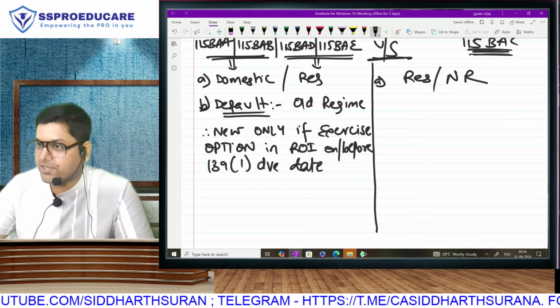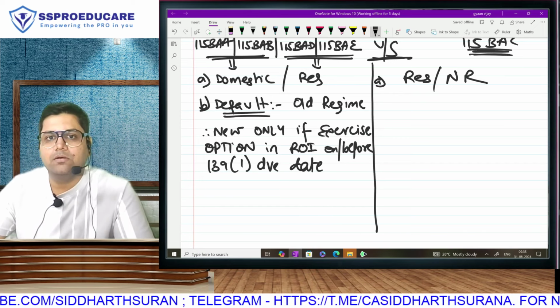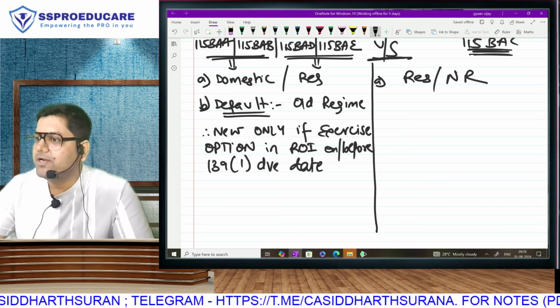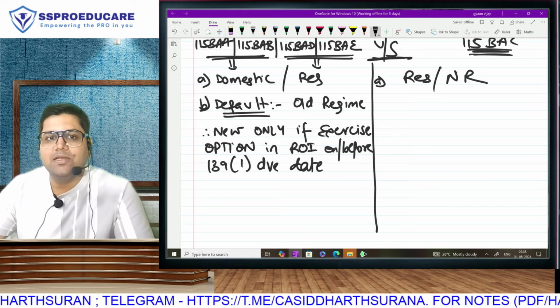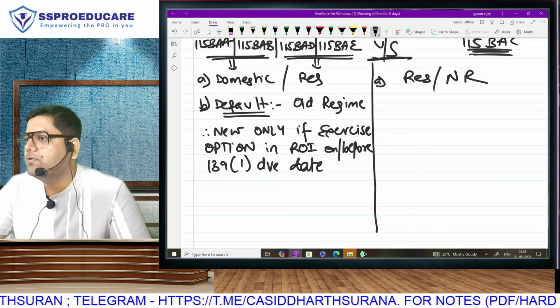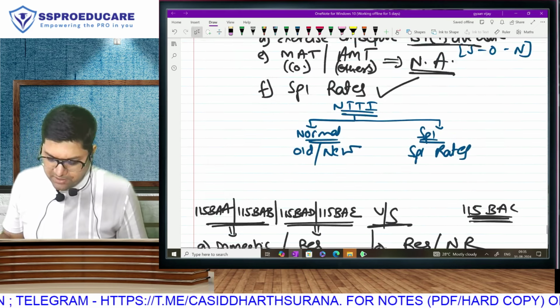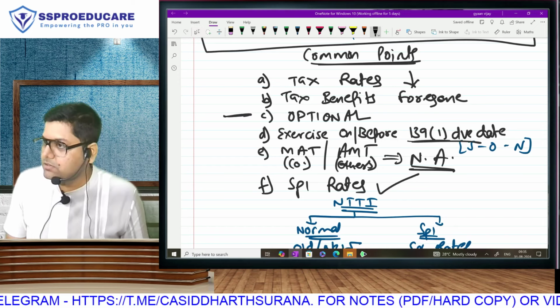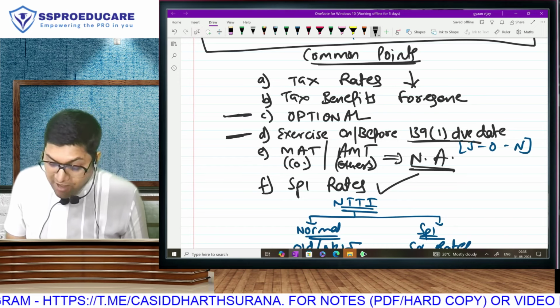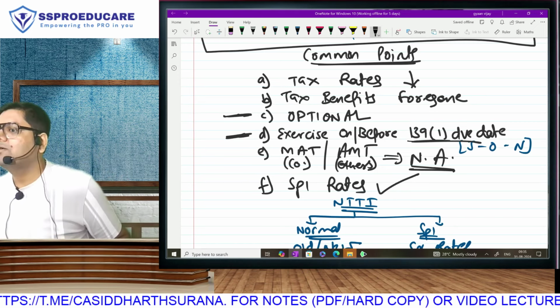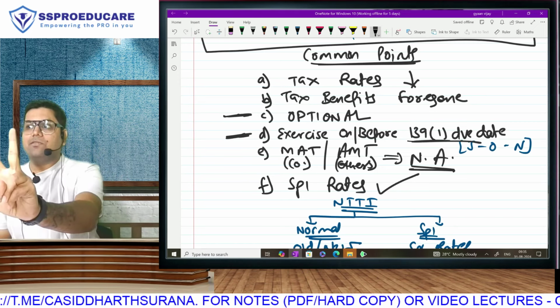Means if you don't speak anything, they will put you in the old regime. New will be available only if you opt for it. So, one second. If you come here, is it optional? Yes. You have to choose new before the due date. If you don't choose anything, you go in old. That's applicable to companies and societies.